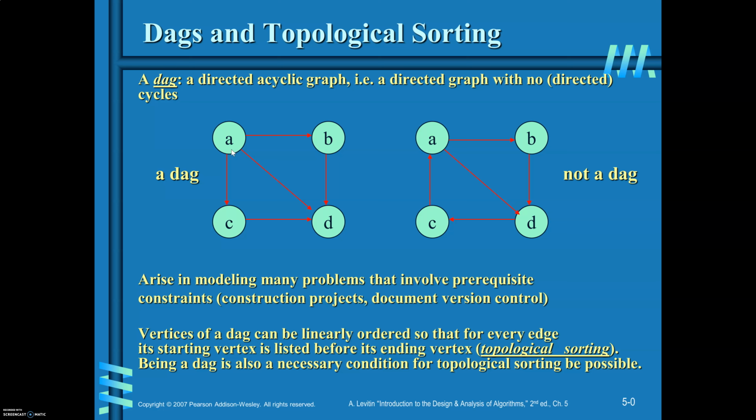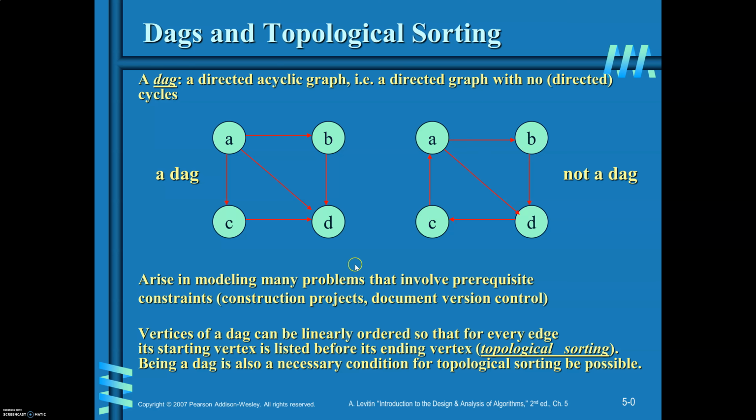Topological sorting is an example for decrease and conquer. This can be applied only for DAG. A DAG is a directed acyclic graph with no cycles. This graph is an example for DAG because, starting from A, you cannot go back to A, even through this path also and even through this. But this is not a DAG because this contains a cycle.